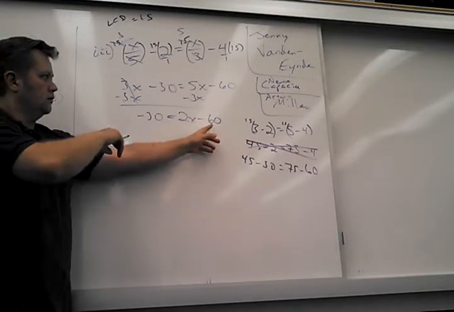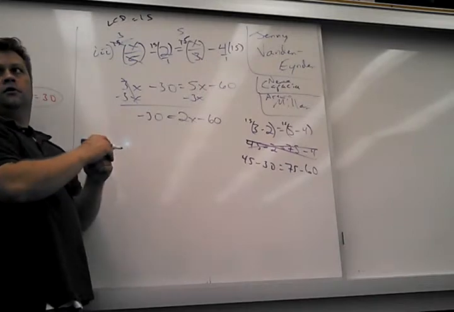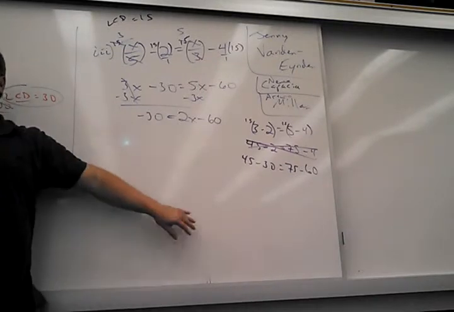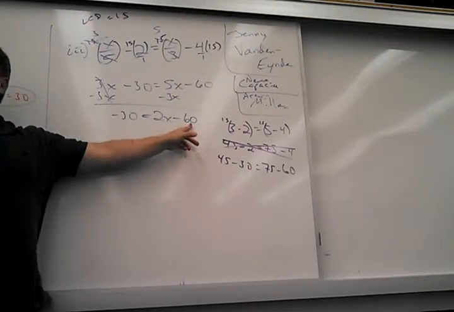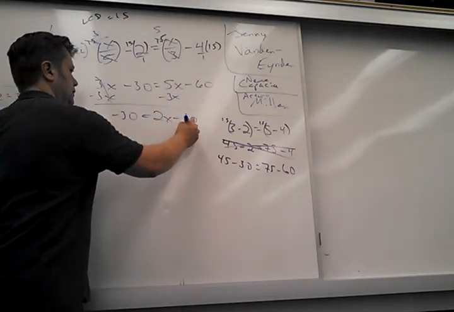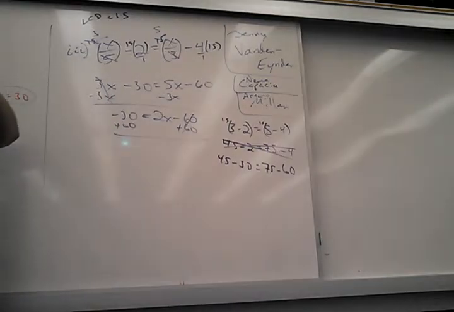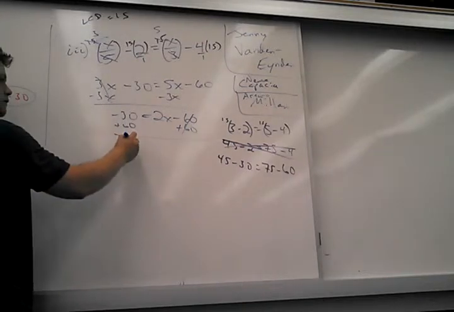But what do I want to do next? I don't want to add 30. Why? What number's in the wrong place? 60's in the wrong place. I only want x's on that side. I want to add 60. No? 30. That's 30. Positive 30. Big one's positive.